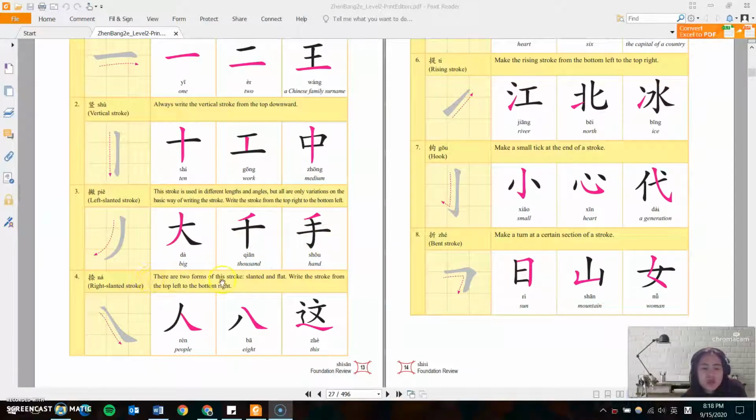大, 人, 八, 捺. There are 2 forms of the stroke, slanted and flat. Write the stroke from the top left to the bottom right. 人, 八, 这.